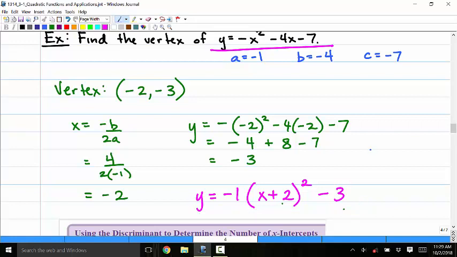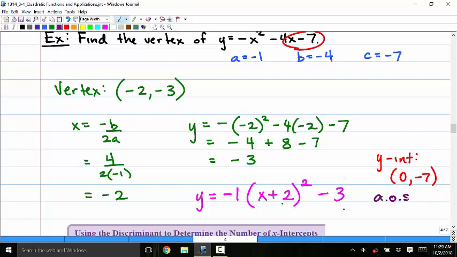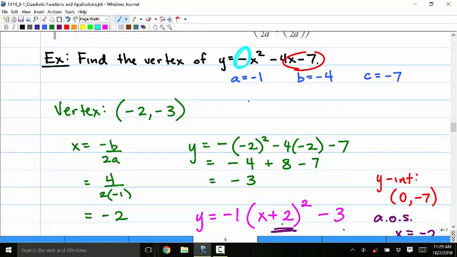Could you tell me quickly what is the y-intercept? It's going to be 0, negative 7. How did I get that so quick? In the standard form, let x be 0. Could you tell me what is the axis of symmetry? It's x equals negative 2. Yep. Does this parabola open up or down? Down. Why? A is negative, so it opens down.